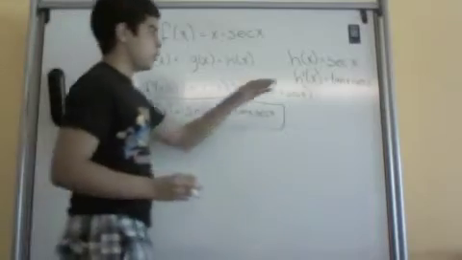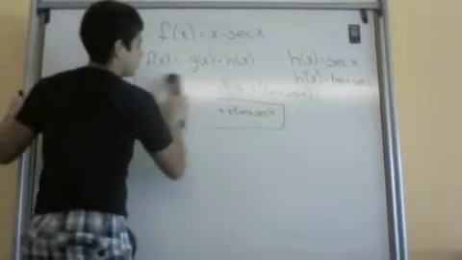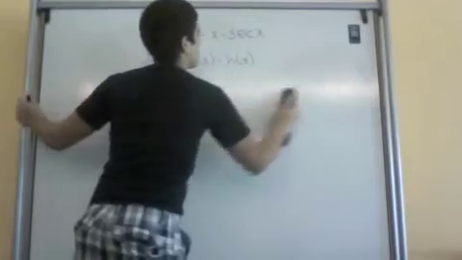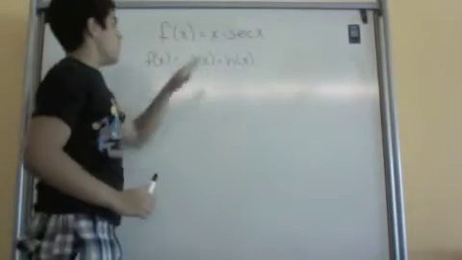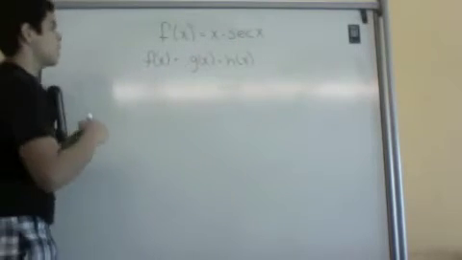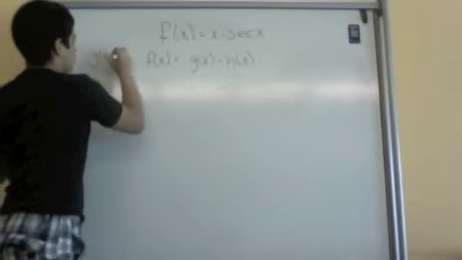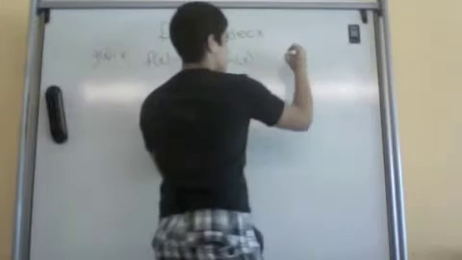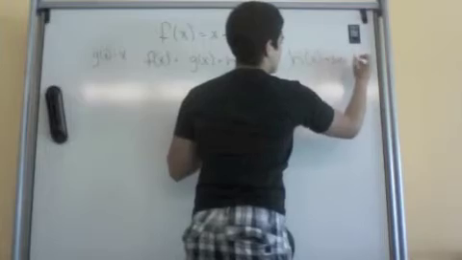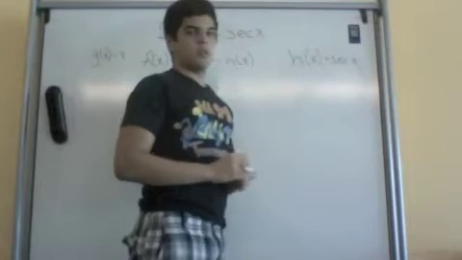But what would happen if you didn't know the derivative of secant of x? Let's try this again. We have the same thing. f of x is equal to x times secant of x. So you know that g of x is equal to x, and you know that h of x is equal to secant of x. So, what would happen if you didn't know the derivative of h of x?